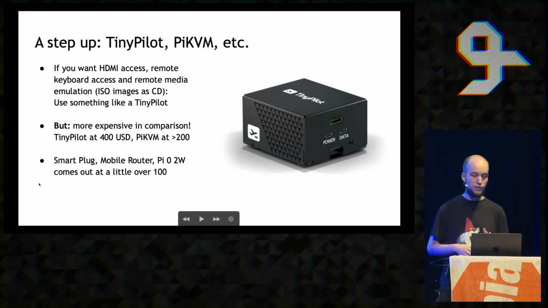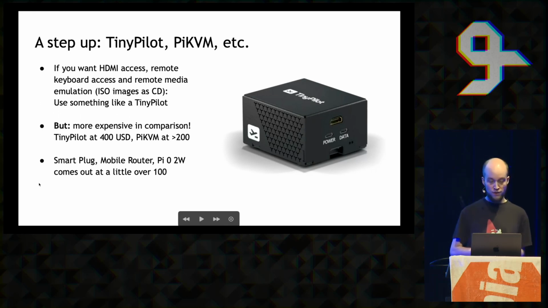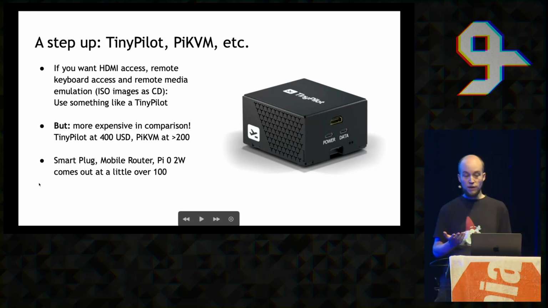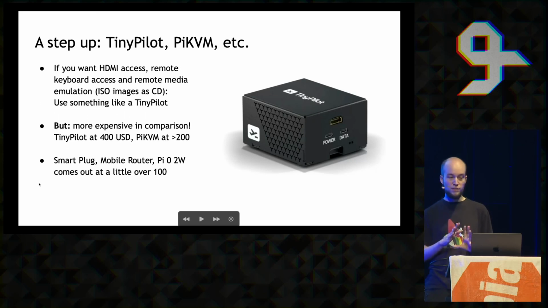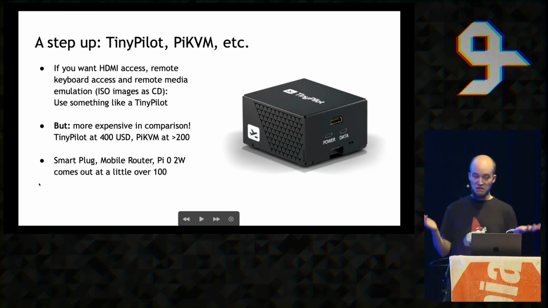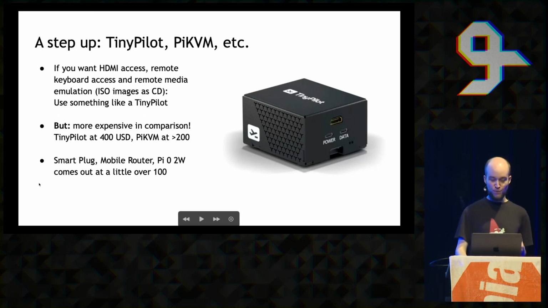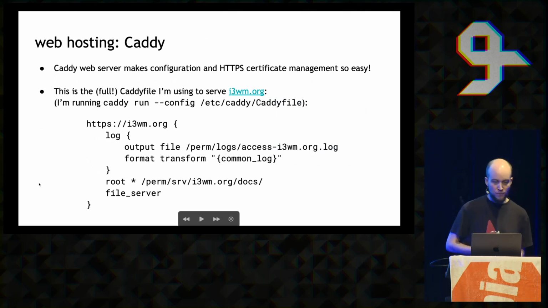So the TinyPilot, for example, comes in at $400 US. The Pi KVM is at over 200 when I last looked. For comparison, the smart plug, mobile router and the Pi 02W come out in total at a little over 100. So yeah, maybe that's just about pragmatic enough for some of you.